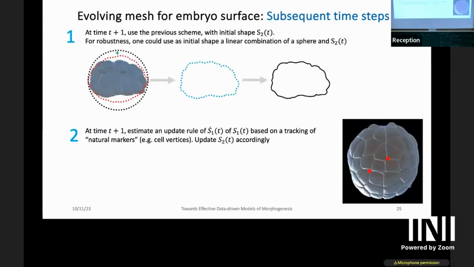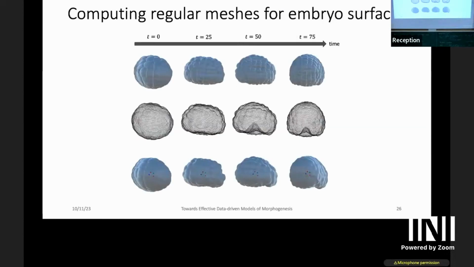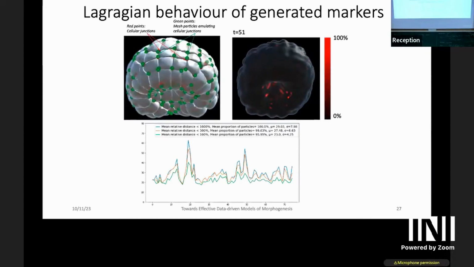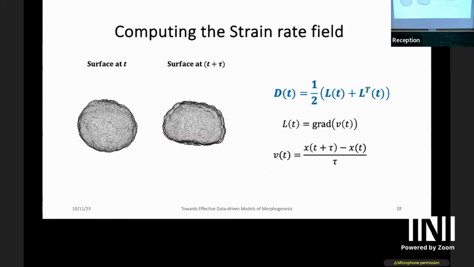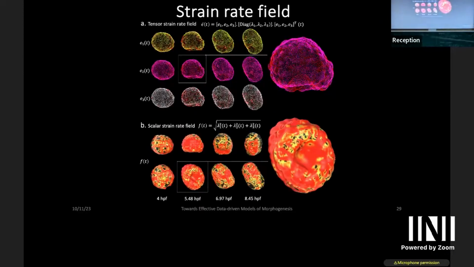Now, for the next time points, we can do the same thing, or we can also exploit the surface of the embryo computed at the previous time point. With that, we have the original embryo cells, and then we have the mesh, where individual vertices are tracked. So we can follow Lagrangian trajectories of these vertices, and here is a quantification of the error on that. And we can compute velocities between two different time points. So here's what the strain rate looks like over the surface of the embryo.